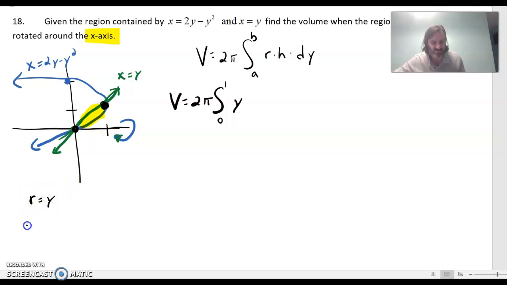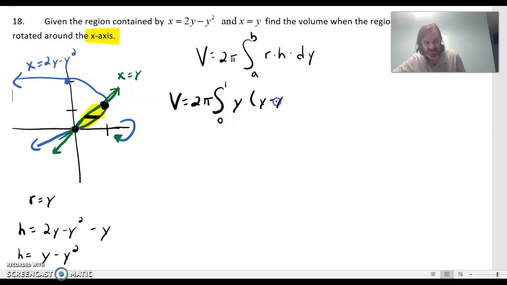So the radius is y, but the height will be the parabola, which is the top of it, which was 2y minus y squared, minus the line, which is the lower end of the height, because this direction right here from left to right would be the height. The blue line would be the top of the height, and the green line would be the bottom. So the height would be the difference between those two, so it looks like it would be y minus y squared. Okay, so we'll plug that in. Of course, dy.